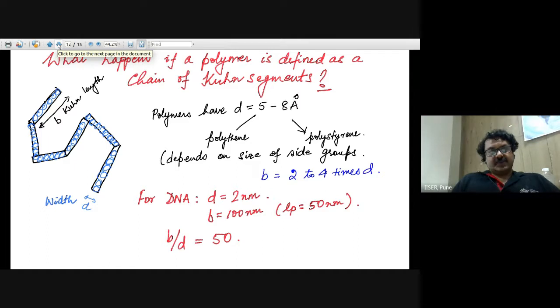And the question is that suppose you want to talk about a polymer chain, flexible polymer chain, in terms of the Kuhn segment, then how would you estimate the excluded volume? Okay, so this is the next question that we are going to address today.